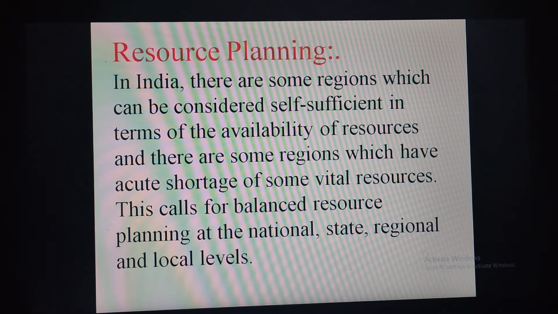As we have seen earlier, what is resource planning? In India, there are some regions which can be considered self-sufficient in terms of the availability of resources, and there are some regions which have acute shortage of some vital resources. This calls for balanced resource planning at the national, state, regional and local levels.